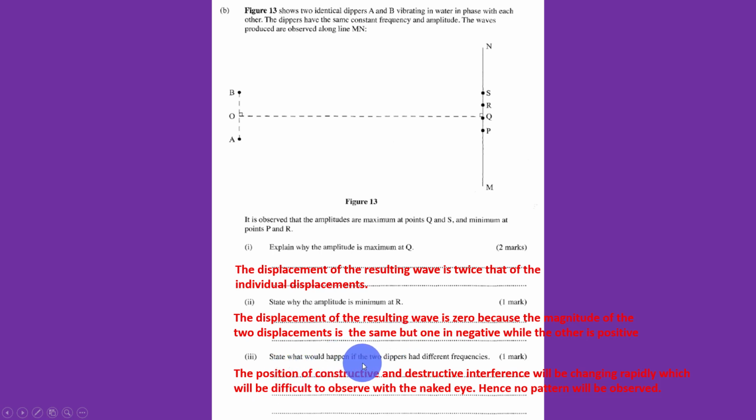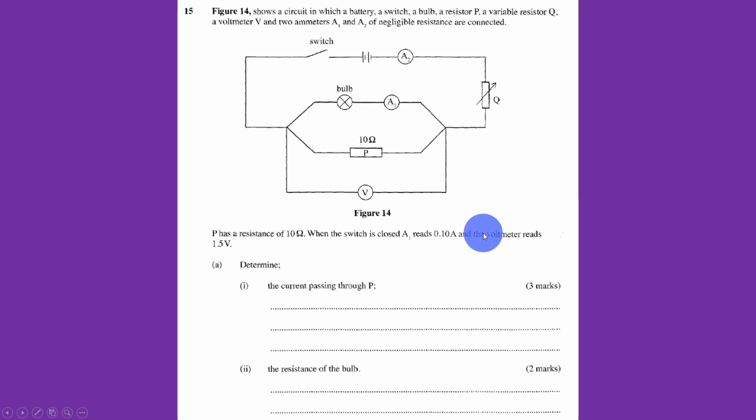And state what would happen if the two dippers had different frequencies. The position of the constructive and destructive interference will be changing rapidly, which will be difficult to observe with the naked eye. Hence, no pattern will be observed. Of course, interference will be taking place, but the point at which it takes place is changing so rapidly. That is all about question 14. Let's look at question 15.